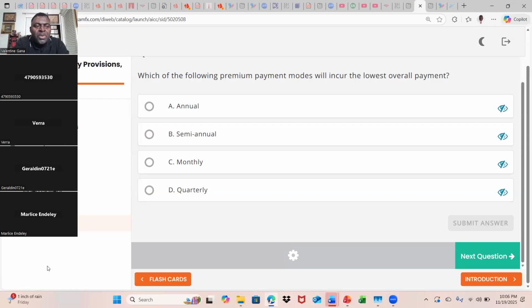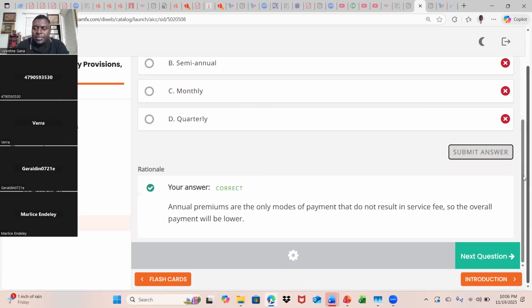Which do you think the premium is going to be lower? Once a year. Very true. Why? Because if you're paying once a year, you have transaction costs for only one payment, as opposed to transaction costs for 12 payments. Annual premiums are the only mode of payment that does not result in a service fee, so the overall payment will be lower. And if you want your money to compound better in a policy, do an annual payment.